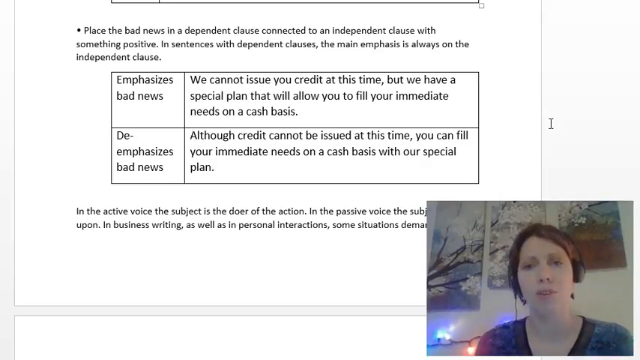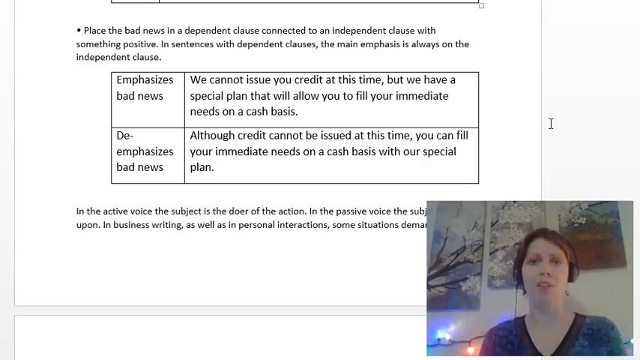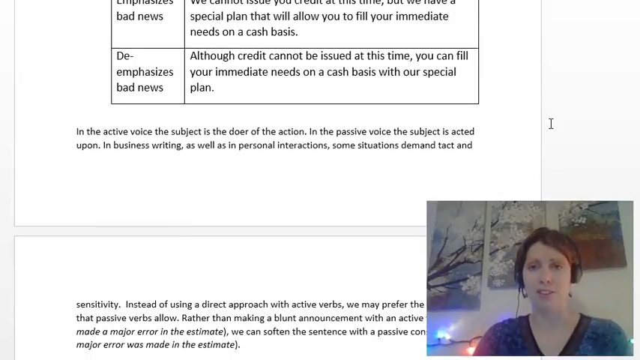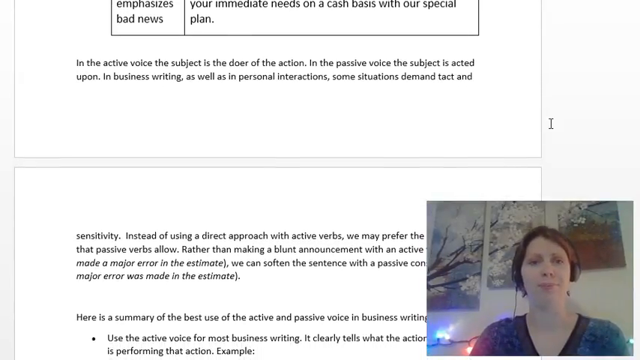We cannot issue you credit at this time, but we have a special plan that will allow you to fill your immediate needs on a cash basis. Not bad. What happens when you de-emphasize it? Although credit cannot be issued at this time, you can fill your immediate needs on a cash basis with our special plan. Which one do you prefer? And why? Think about that when you're composing your own writing and your own messages to your consumers.